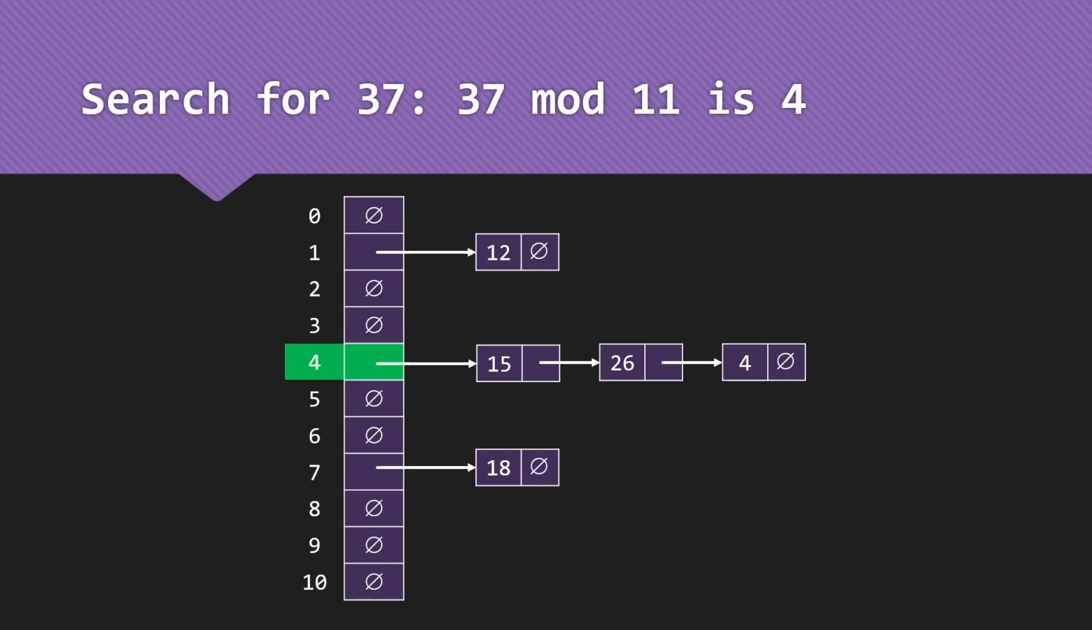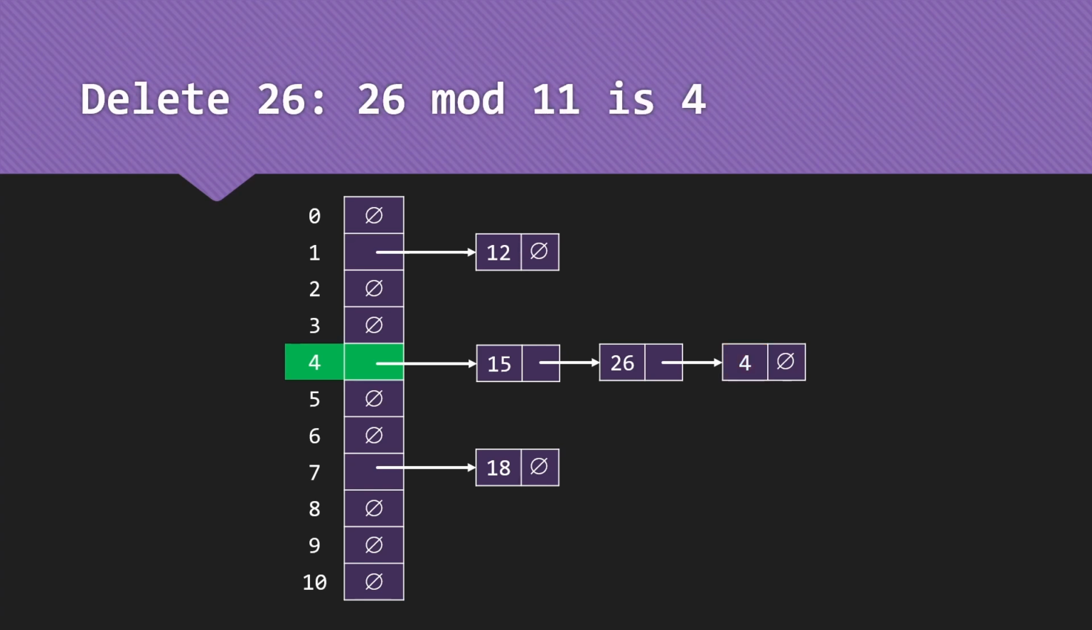Next, I'd like to look at searching for 37. So 37 mod 11 is 4. So we go to index 4 and start walking that linked list. 15 isn't it, 26 isn't it, 4 isn't it. And at this point, we're at the end of the linked list, so we know that 37 is not in the list.